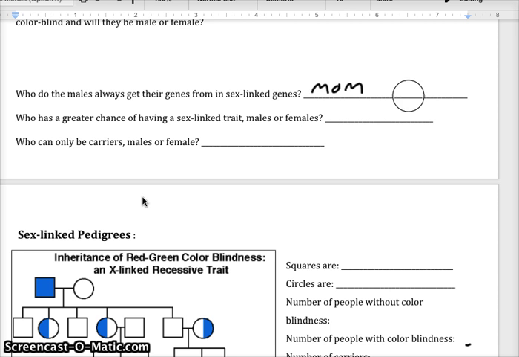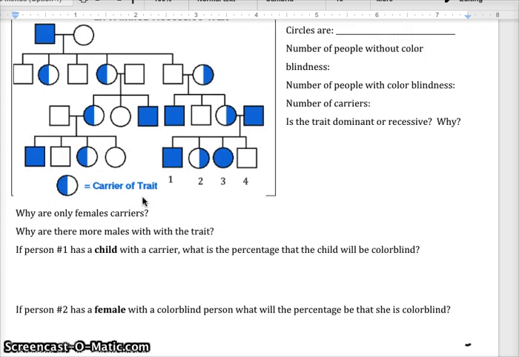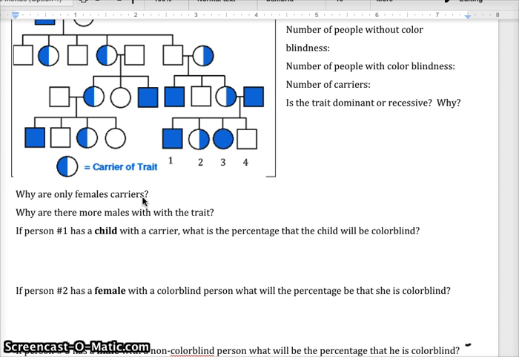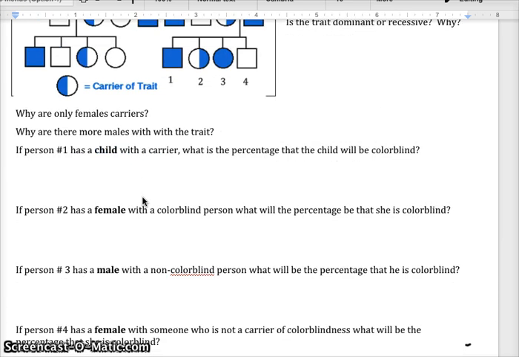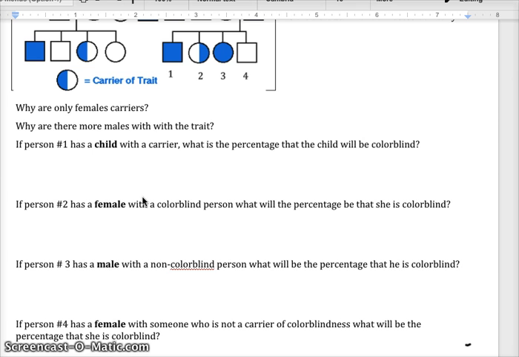Alright, so let's quickly look at the pedigree, and I'll do one or two of these, and then we're done. You should know all of these questions here. I'm going to go down to number 1. Well, actually, I'm going to do number 2. I'm going to show you that example because there's a little bit of trickiness there. So person number 2, it's right here. That's a female who's a carrier because she's halfway filled in, with a colorblind male.